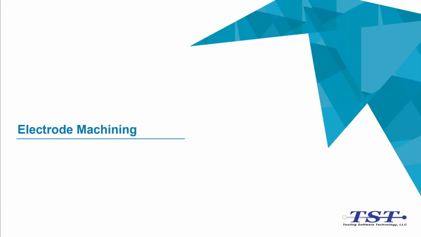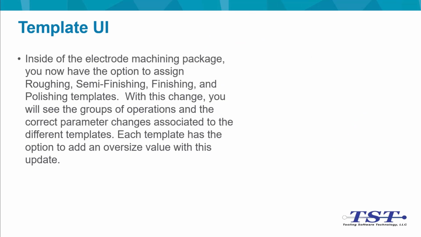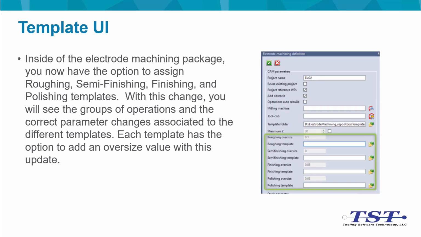Let's get into the electrode machining. Let's look at the template user interface. You can now include templates for roughing, semi-finishing, finishing, and polishing, as well as an oversized value. This will make the creation of those operations a lot faster, being able to utilize many different templates at once.